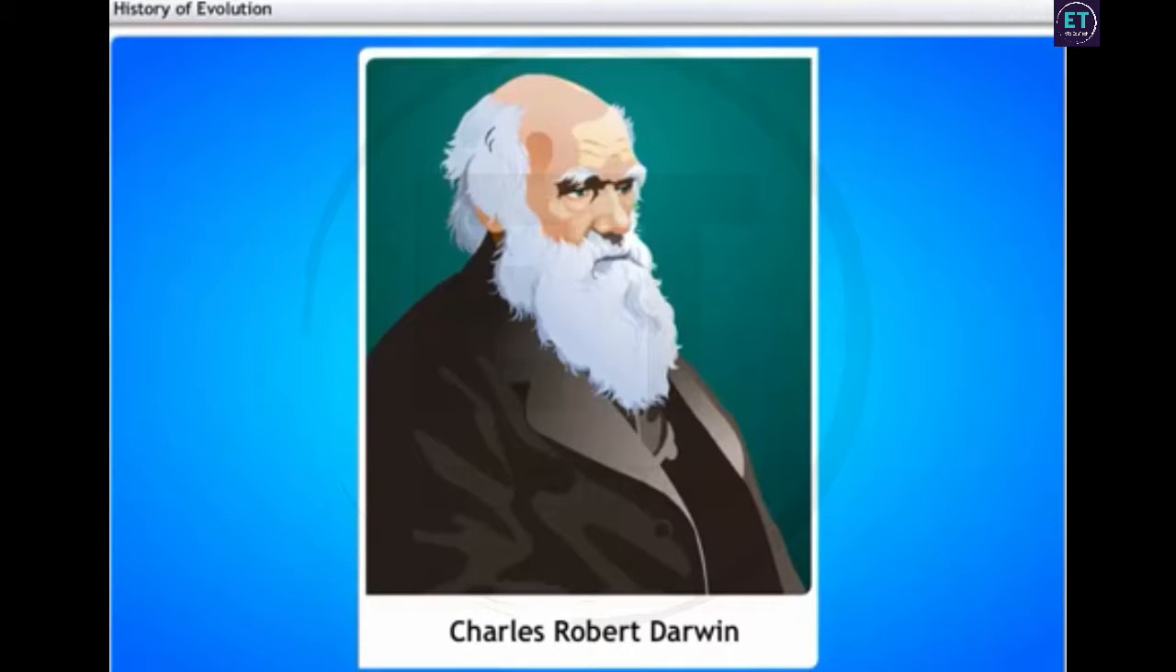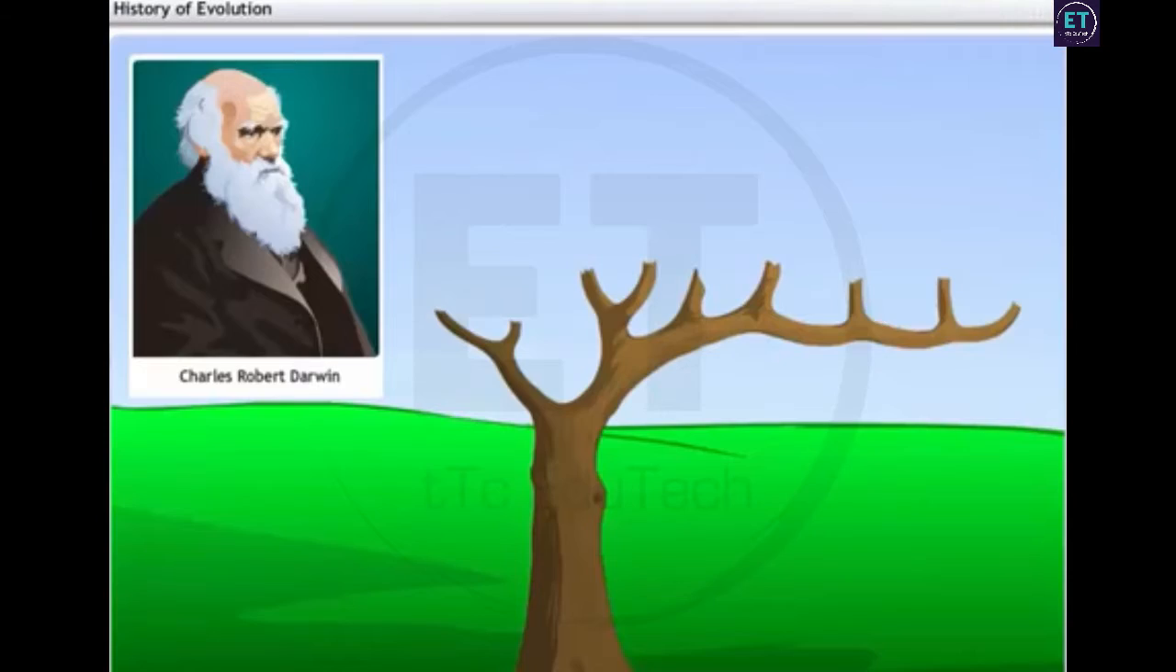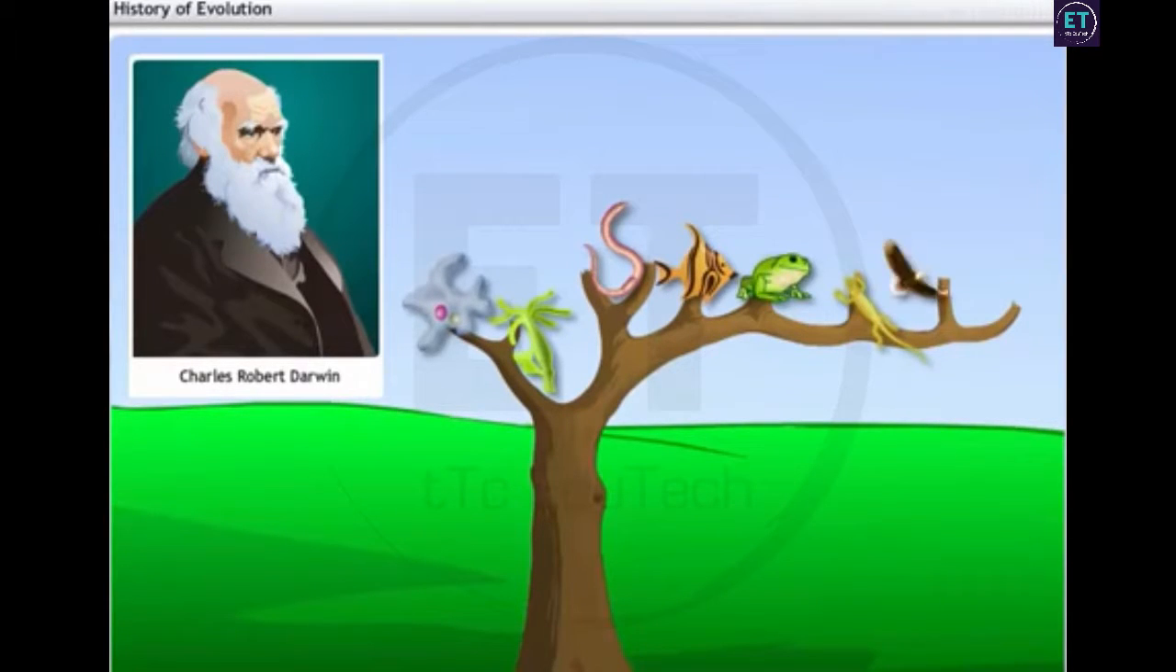Charles Robert Darwin had a different theory of evolution. He set out on a voyage, observed various species of life on Earth, and put forward the idea of evolution of species by natural selection. Darwin compared the emergence of new species to the branching of a tree. He said that a species inherits its characters from its ancestors.